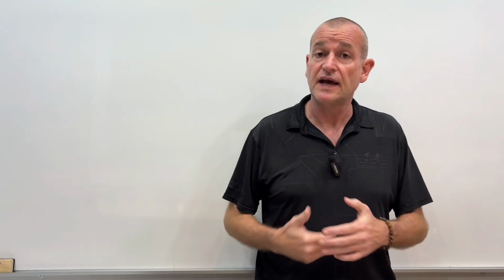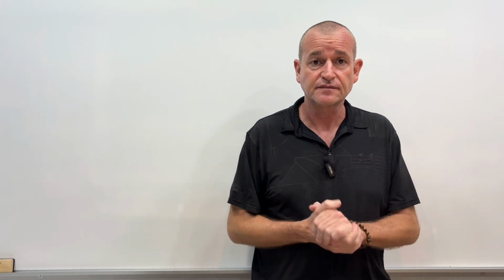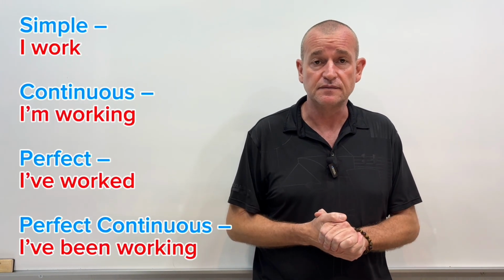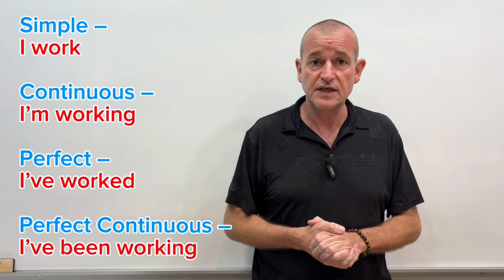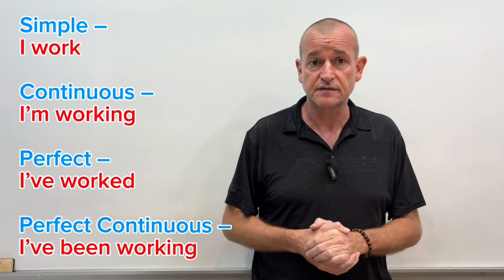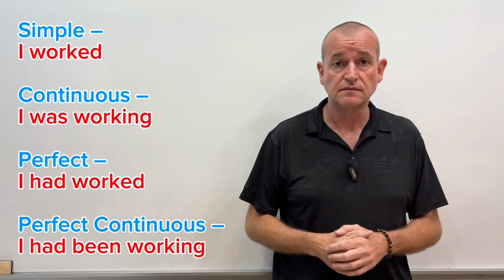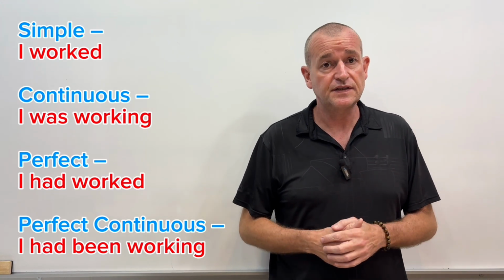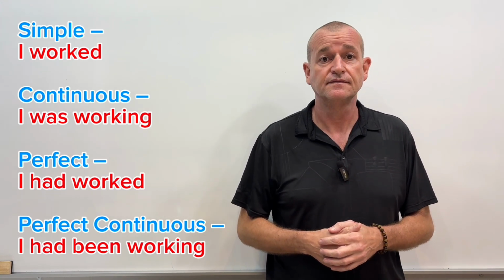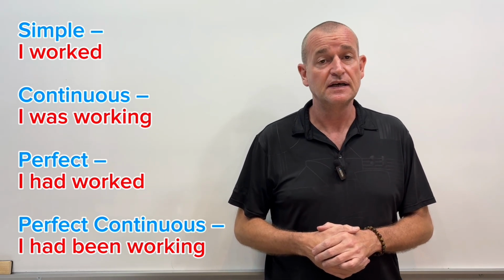Let's summarize and review. Now that we have explained and you understand all of the 12 tenses, let's go. Present tense. Simple: I work. Continuous: I'm working. Perfect: I've worked. Perfect continuous: I've been working. Past tense. Simple: I worked. Continuous: I was working. Perfect: I had worked. Perfect continuous: I had been working.